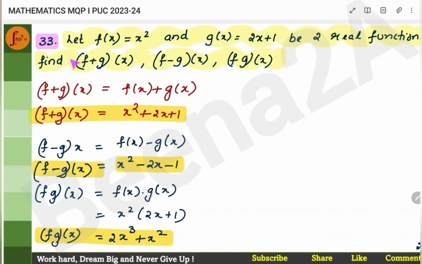Now we will look at the 33rd problem. Let f of x is equal to x square and g of x is 2x plus 1 be two real functions. Find f plus g, f minus g and fg of x. It's very simple. You can write f plus g of x as f of x plus g of x. What is f of x? x square. What is g of x? 2x plus 1. So you'll get this particular expression. Similarly, f minus g is nothing but f of x minus g of x. Substitute. And fg of x is f of x into g of x. Remember this is into. Multiply and you'll get this expression. Simple.